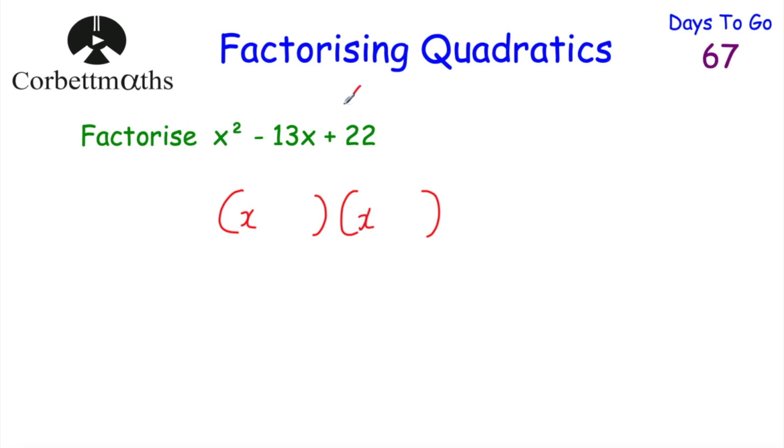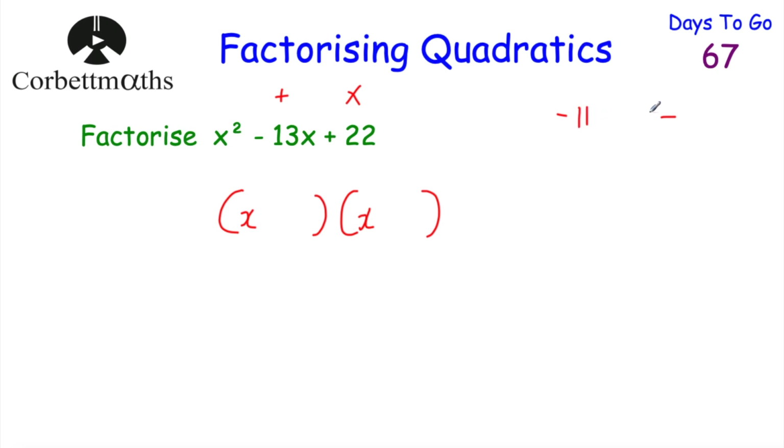Now we want two numbers that will multiply together to give us 22, and they'll add together to give us negative 13. Now because they multiply together to be a positive and add together to be a negative, well, think of things that multiply together to be positives. It could be a positive times a positive, but when you add them, you would get a positive, or a negative times a negative, which if you add those would give you a negative. So the two things in the brackets will have to be negative.